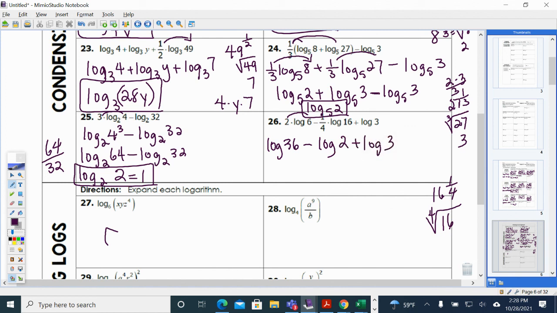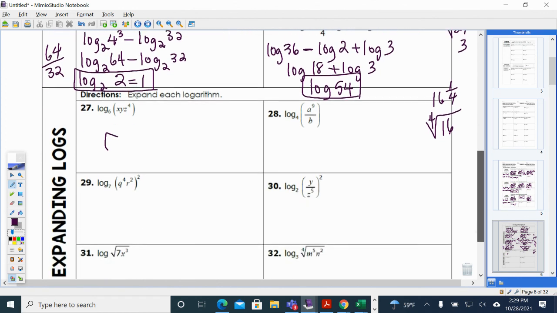Now left to right, because there's a minus here, you're going to divide. 36 divided by 2 is 18. So I have log of 18 plus log of 3. Now, because there's a plus, we want to multiply 18 times 3. Log of 18 times 3 is 54. And there's your answer on that one.